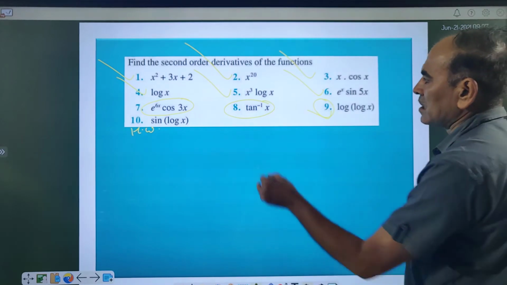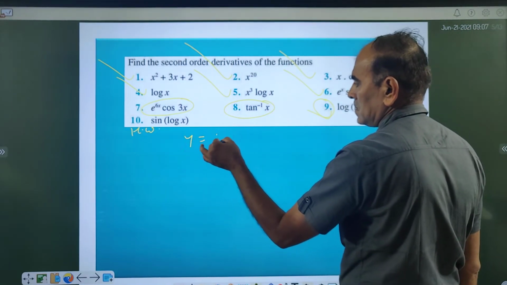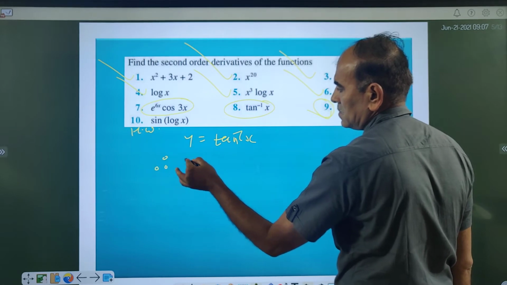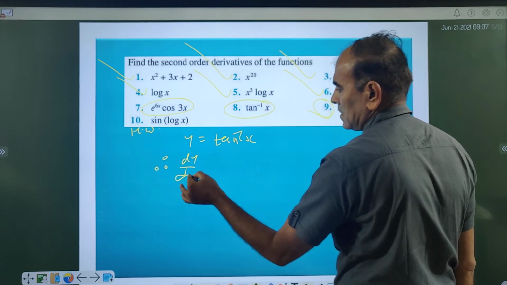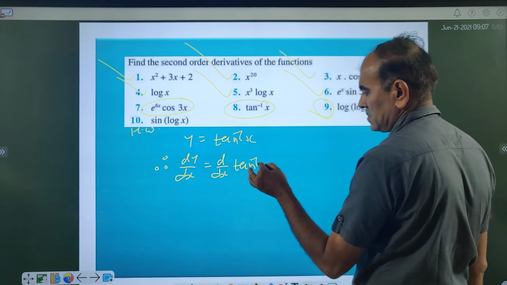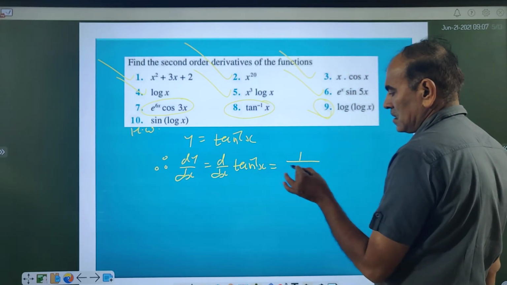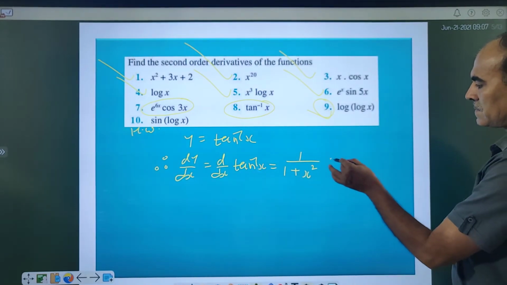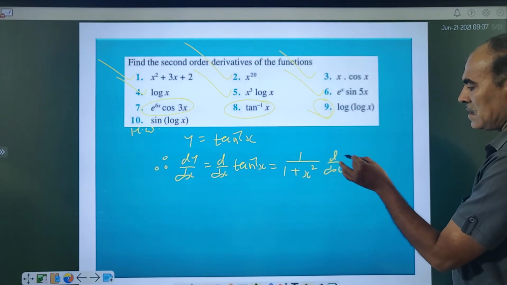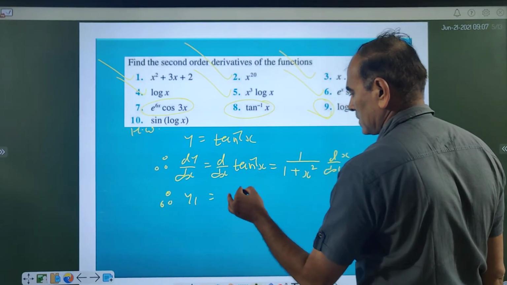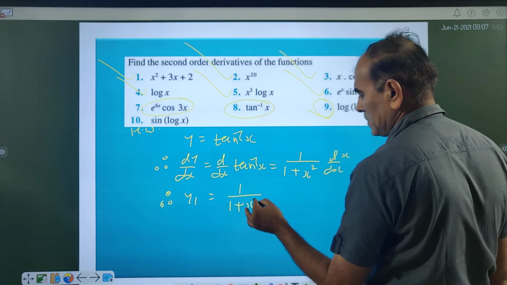First of all, I would like to take 8. y is equal to tan inverse x. What do we get? dy by dx is equal to d by dx of tan inverse x. Derivative of tan inverse of something is 1 upon 1 plus something square, times d by dx of something. So what we get is y1 equal to 1 upon 1 plus x square.